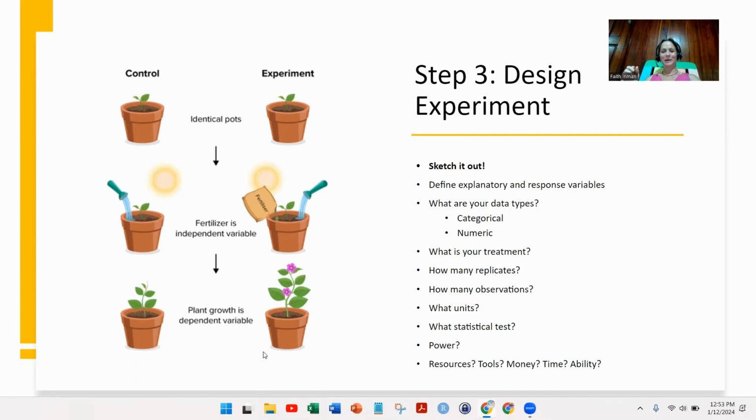We could do this. So what units will you measure your samples in? What statistical test will you use? How much power will you have for it? What resources do you need in terms of tools, money, time, ability? Is this something that you know how to do? Is this something you're going to have to learn or get help? And experiments usually are expensive and they're going to take time. And sometimes you'll need some different tools.